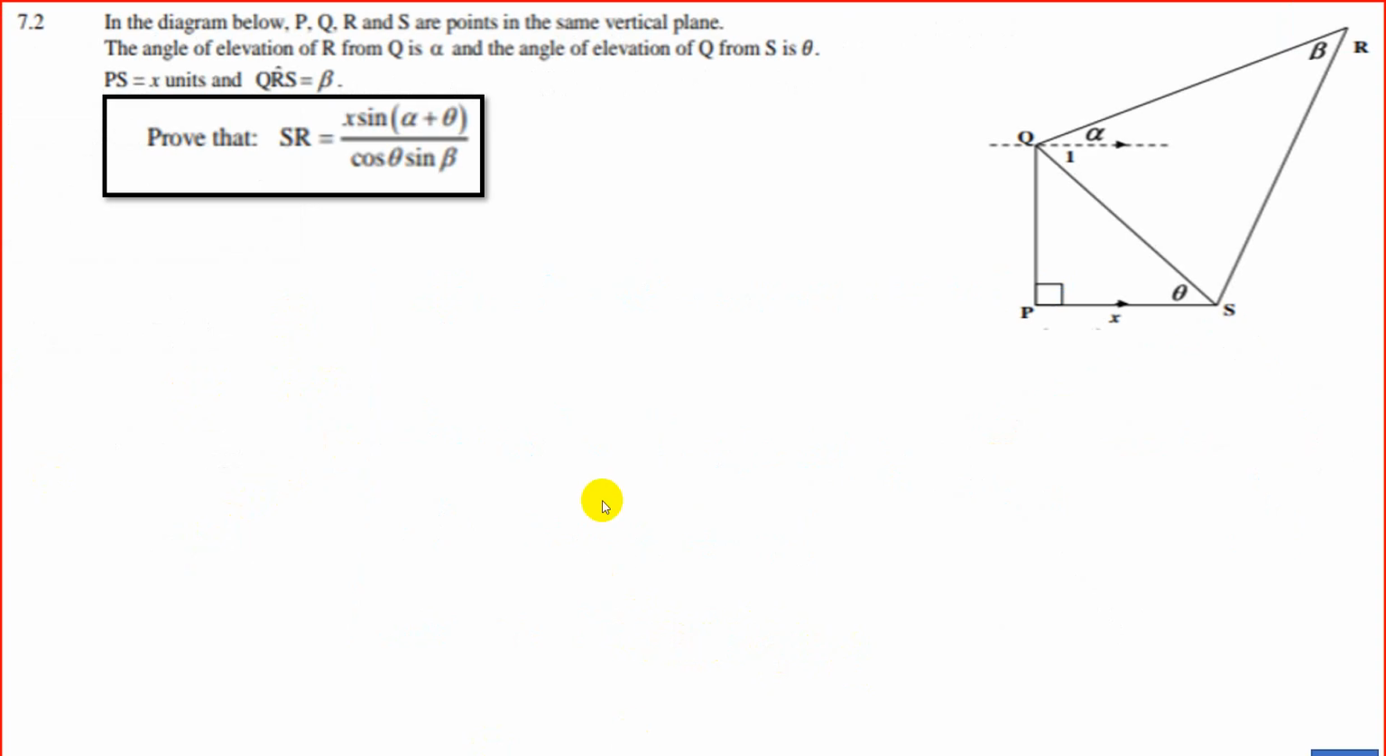Hi, we're going to look at the question that came out from the November 2023 paper.